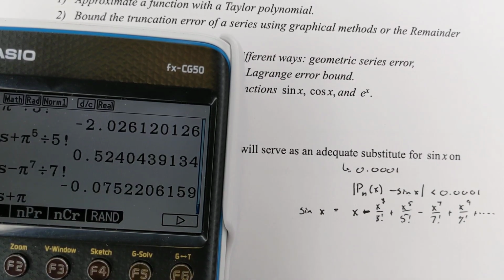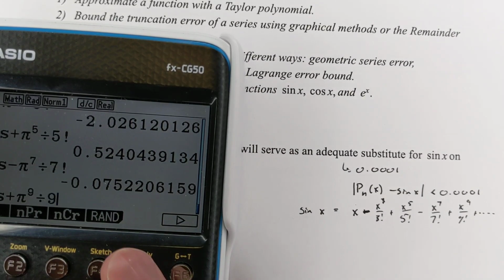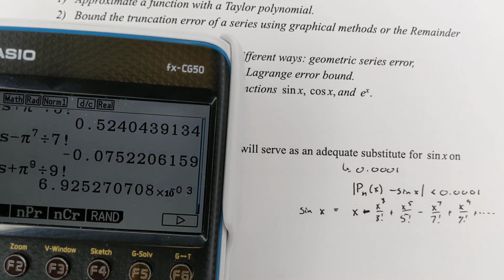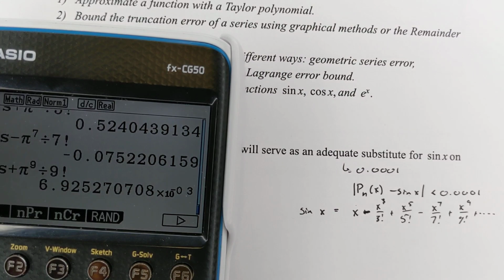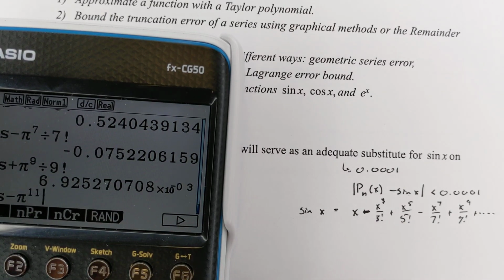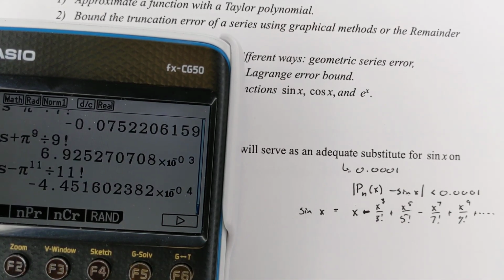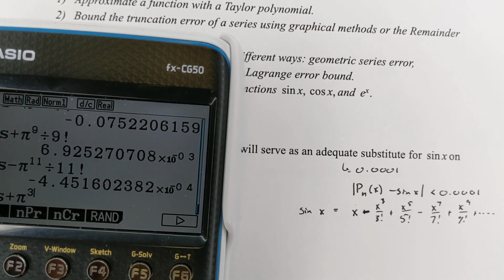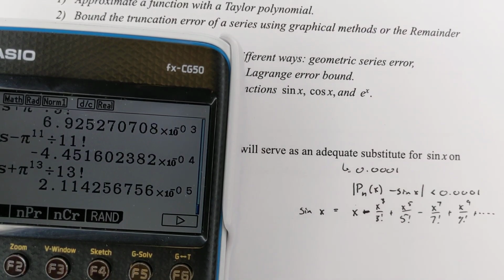So plus pi to the 9th divided by 9 factorial. Closer, that's 0.006. So minus pi to the 11th divided by 11 factorial. So that's 0.0004. So we're getting closer. It's probably the next one. So plus pi to the 13th divided by 13 factorial. And there we go.